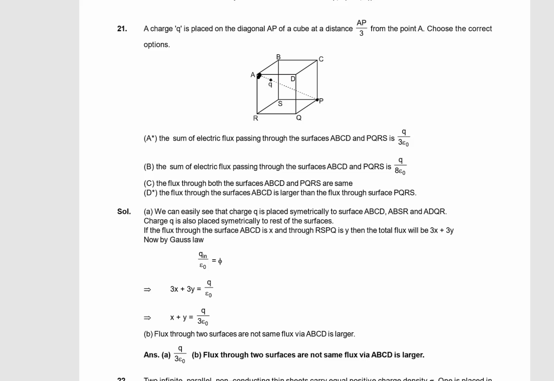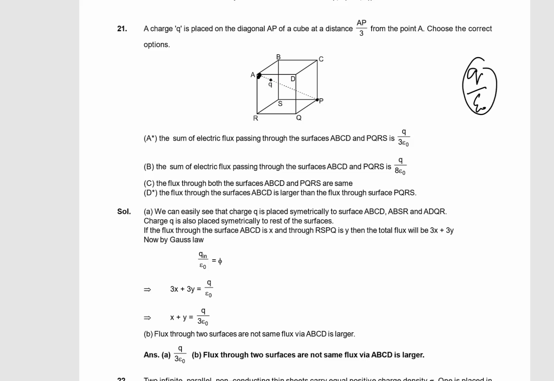Okay, what do we have to find? We have to find flux through each surface. We can't find flux through each surface, but we have some relations here which we have to check. First of all, for this particular position, the total flux will obviously be equal to Q by epsilon naught.